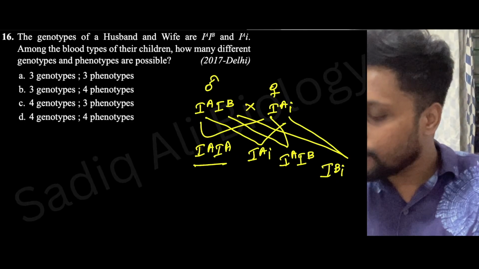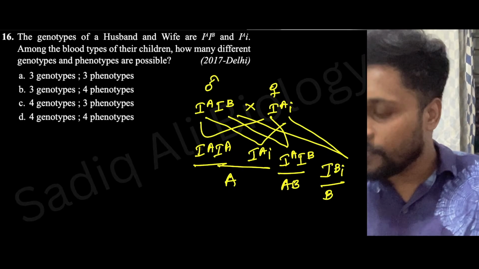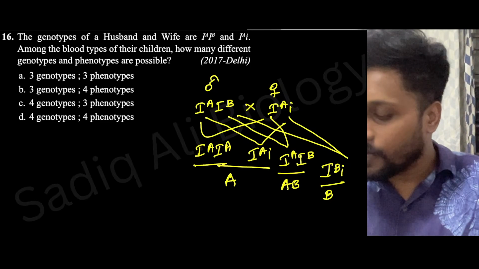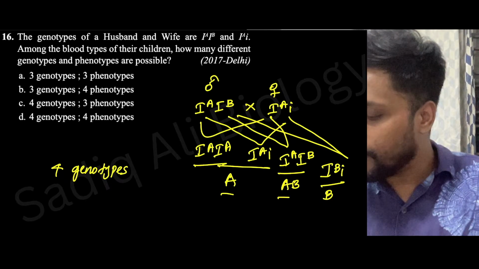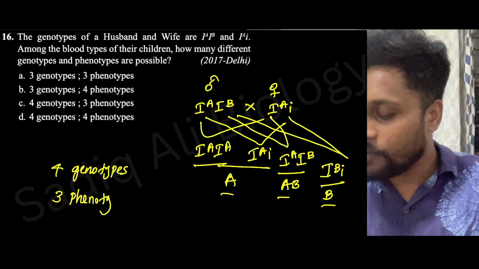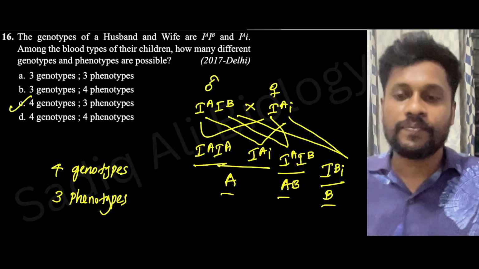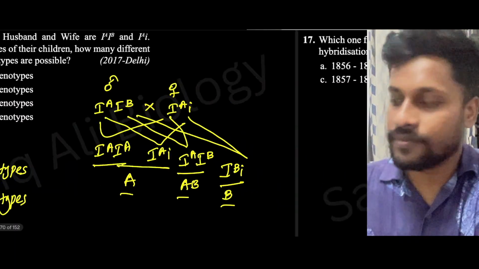So these two represent A blood group. This represents AB blood group. This represents B blood group. Now you tell me, guys, how many genotypes are there? One, two, three, four. There are four genotypes, right? How many phenotypes are there? A, AB, B. Three phenotypes. So what will be the answer? You tell me. Option C. C will be the answer. Yeah, very good guys, very good.